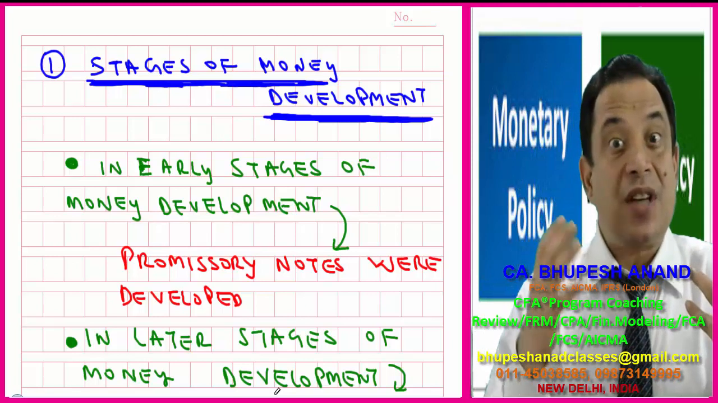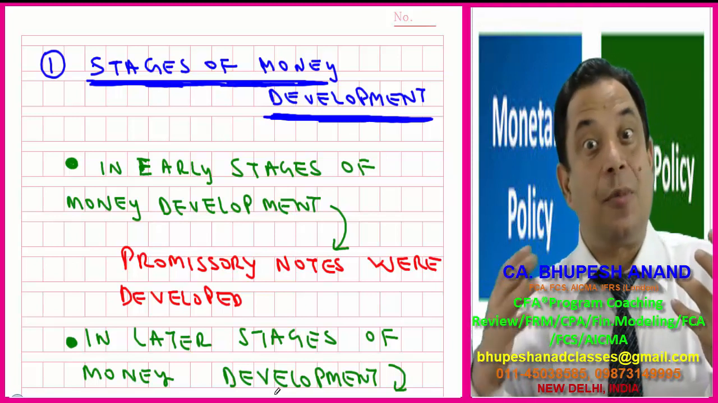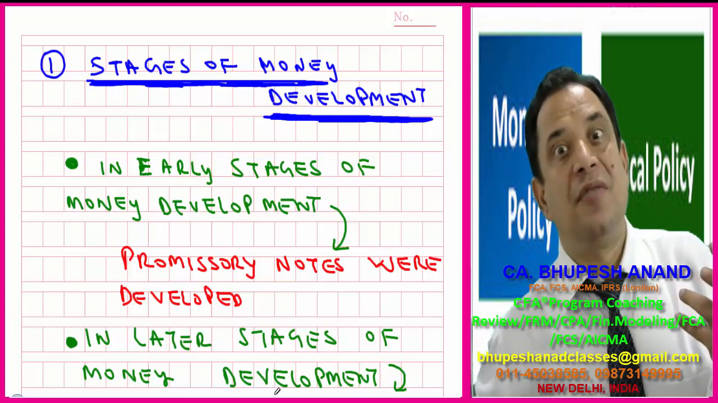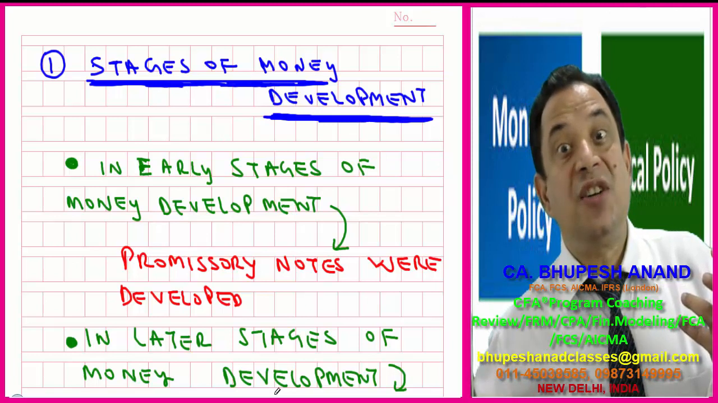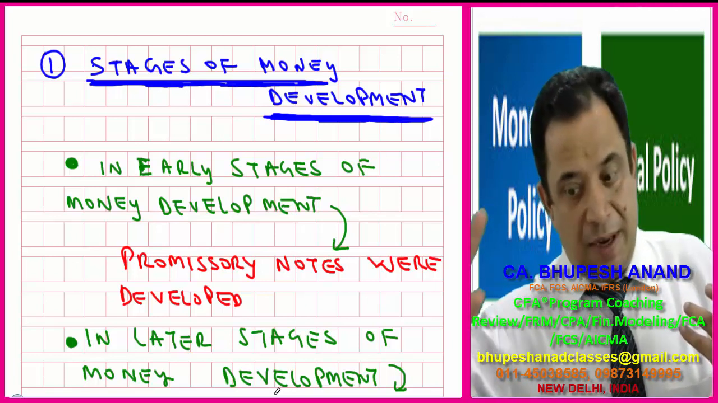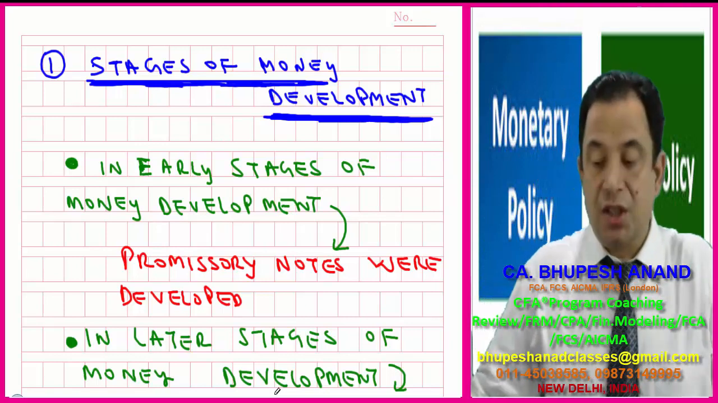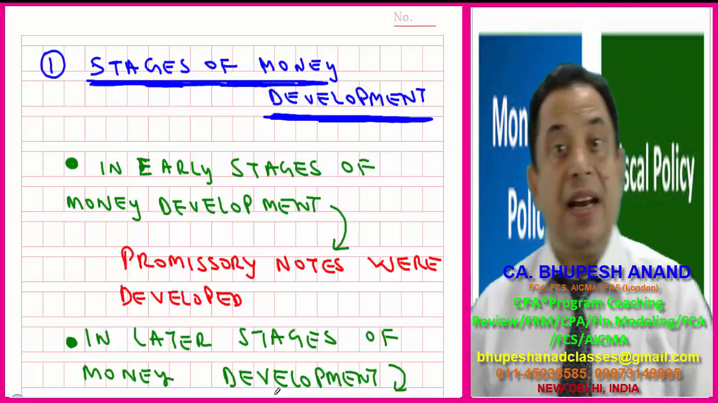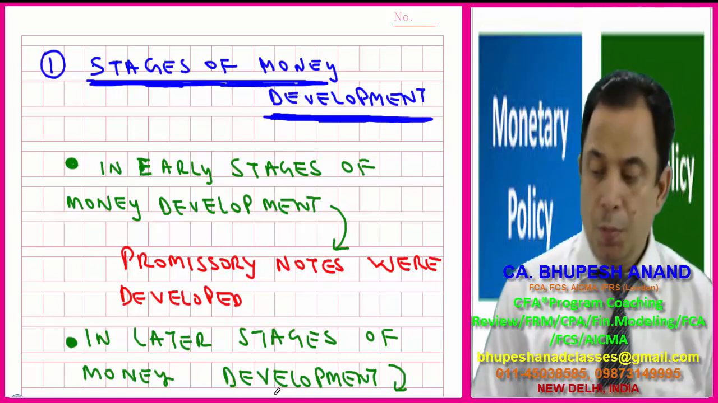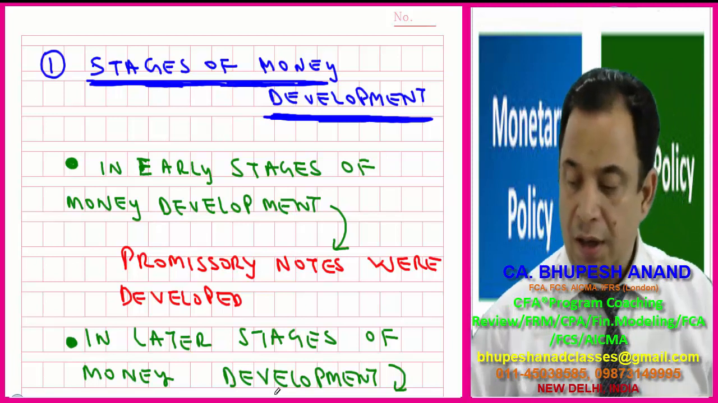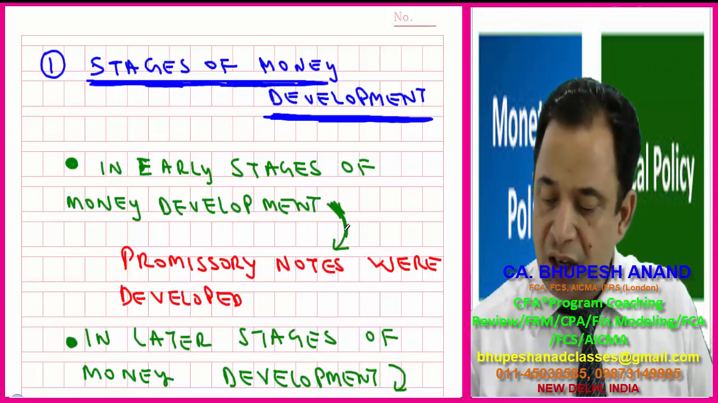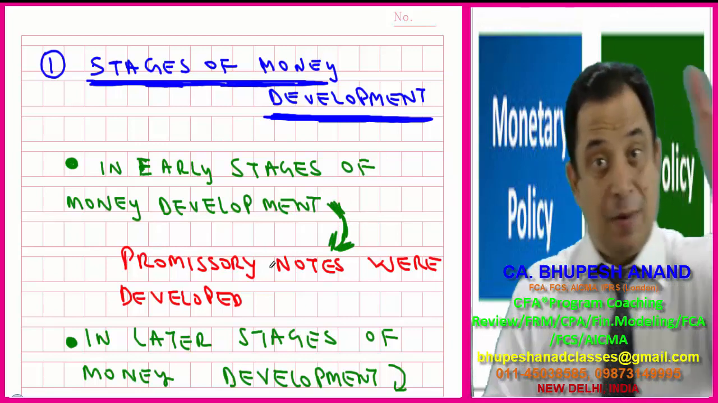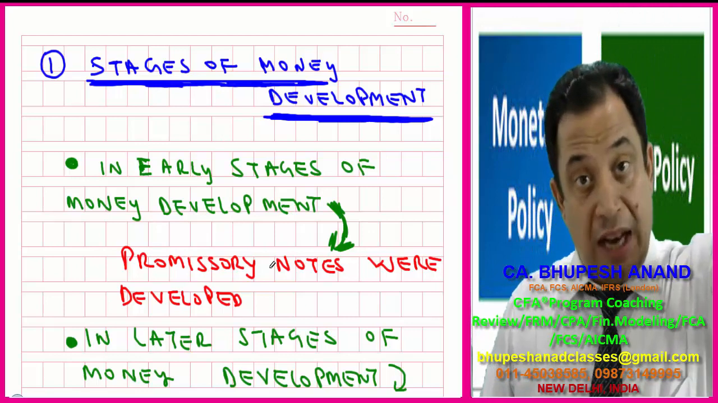Firstly, the journey started from the house of the goldsmith, who issued promissory notes with 100% reserves. But later, the fractional reserve banking system came. Why fractional? I will come to that. First, write down: in early stages of money development, promissory notes were developed, as issued by the goldsmith, with the story which I have just told in the last lecture.